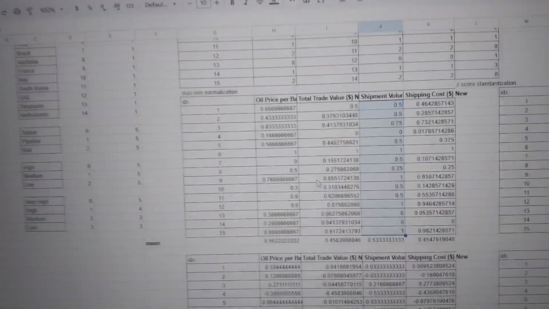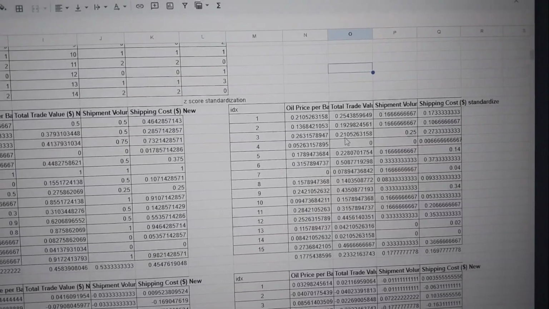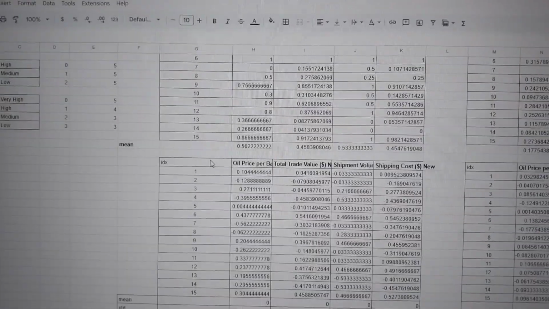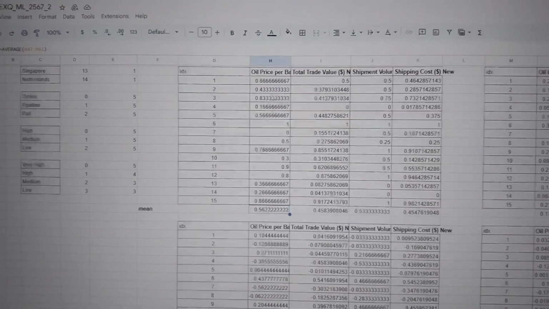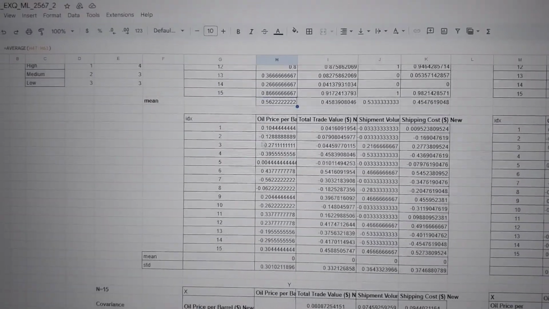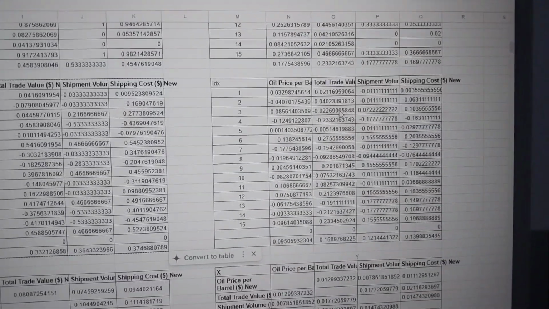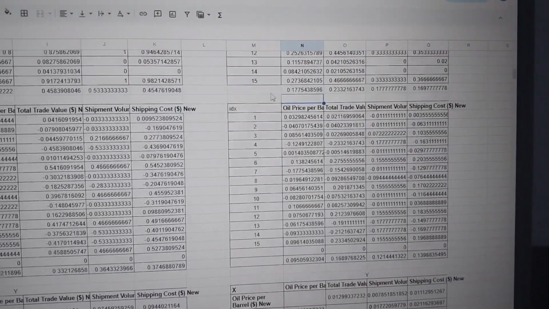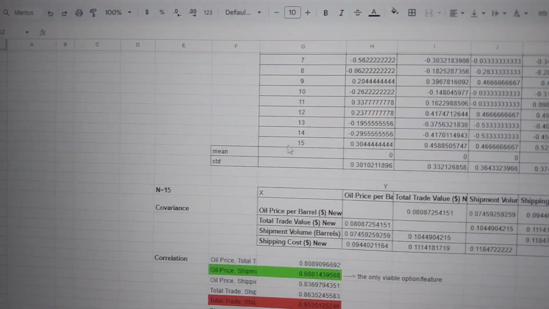Now after this, we do the min-max normalization again, and over here on the right side is the z-standardization. After this, we subtract the mean from this table, and we get the new table here of the min-max. On the right side, you do the same thing, except this one is for the z-score. Then we get the mean. It should be equal to 0, for both.